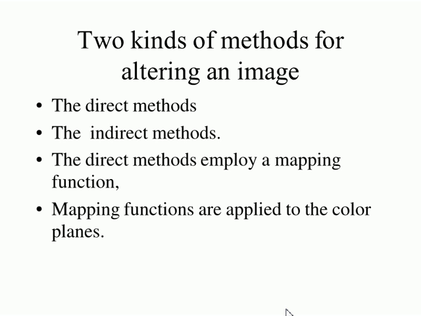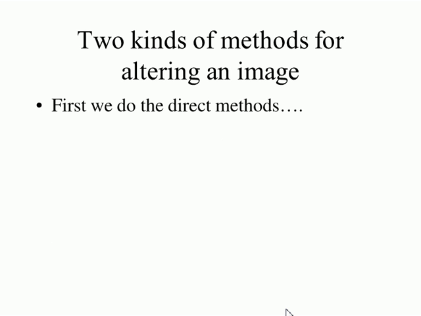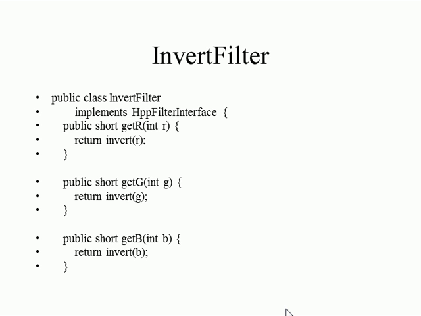So I've got a couple of methods for altering an image. One is called direct methods and the other is called indirect methods. This is all within the homogeneous point processing area of image processing. Direct methods, like a lookup table, employ a mapping function. That means you take a pixel value and map it to a new pixel value, and you can use that on the color planes for red, green, and blue. When we did the pseudocolor example earlier, we were using what's called a direct method of image processing.